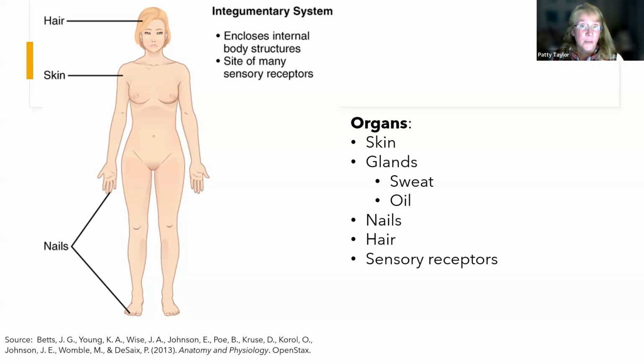So in the integumentary system, we have the skin, which in fact is our largest organ, glands such as sweat glands and oil glands, nails, hair, and then of course those sensory receptors.